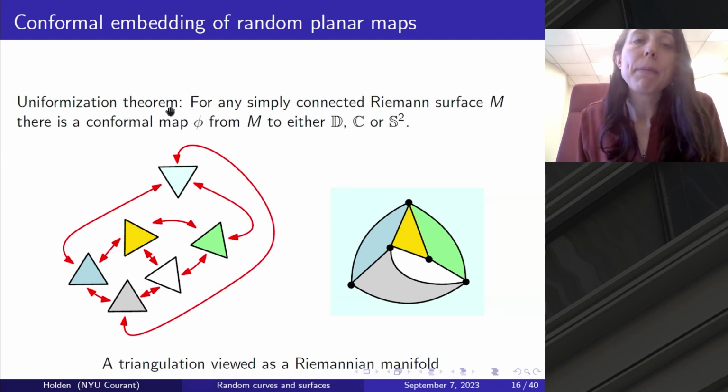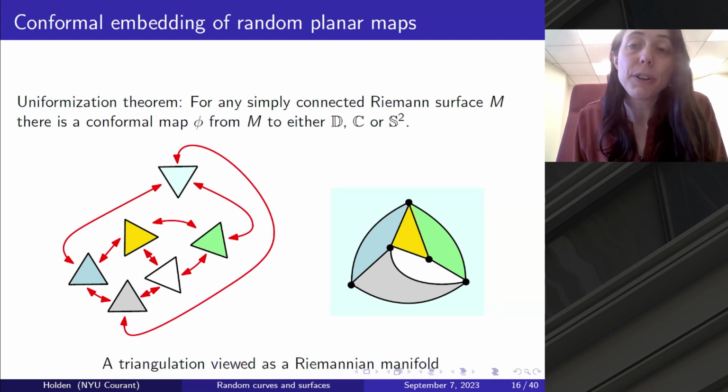To explain what we mean when we talk about convergence of planar maps, I first recall the uniformization theorem. This is a generalization of the Riemann mapping theorem to the setting of Riemann surfaces. Suppose that we consider some simply connected Riemann surface M. Then there exists some conformal map from M to either the unit disk, the complex plane, or the sphere S2. Next we can observe that if we have some planar map, then it can be viewed as a Riemannian manifold, and in particular a Riemann surface.